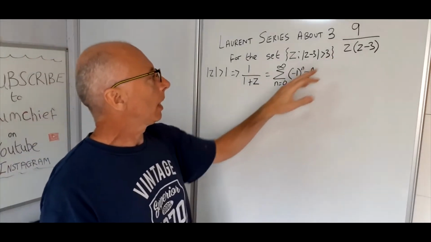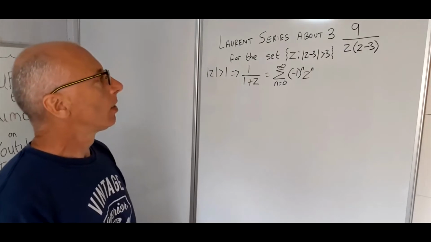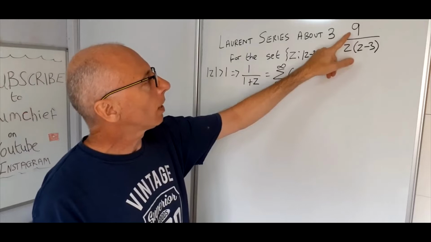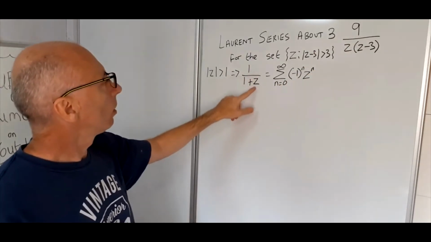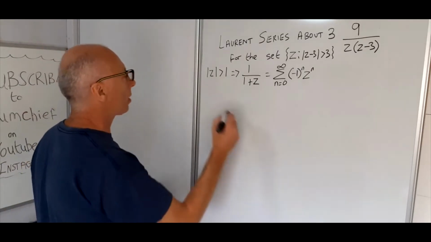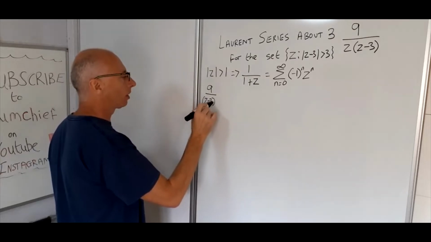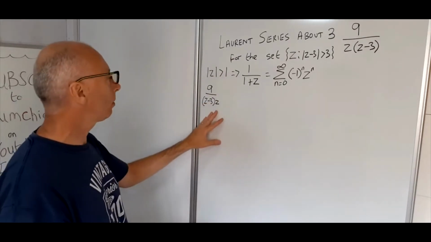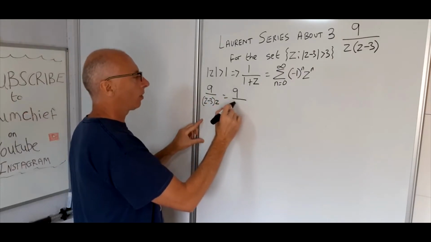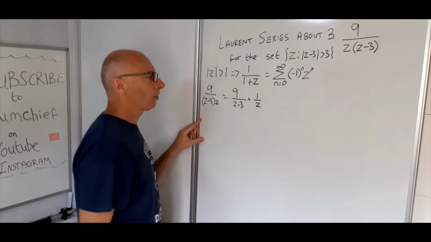So how are we going to manipulate this into this, or vice versa? So if we take the 9 over z minus 3 and leave 1 over z, we've got something similar here. So let's have a go with that. So 9 over z minus 3 times z. Just write it this way round, and now I'm just going to break it apart. So that's 9 over z minus 3 times 1 over z.